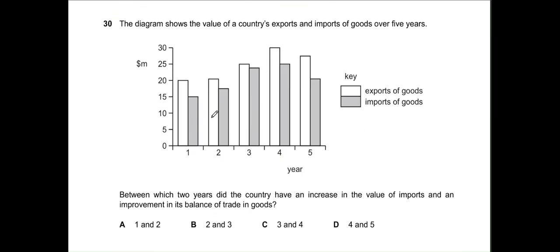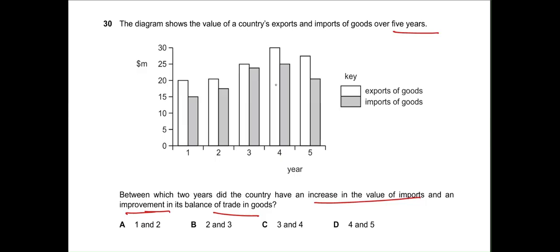Now let's see the last question. The diagram shows the value of a country's export and import of goods over 5 years. Between which 2 years does the country have an increase in the value of imports and improvement in the balance of trade? So the question is about improvement in the balance of trade in goods.